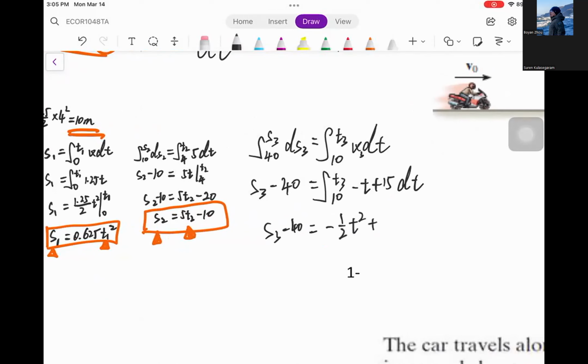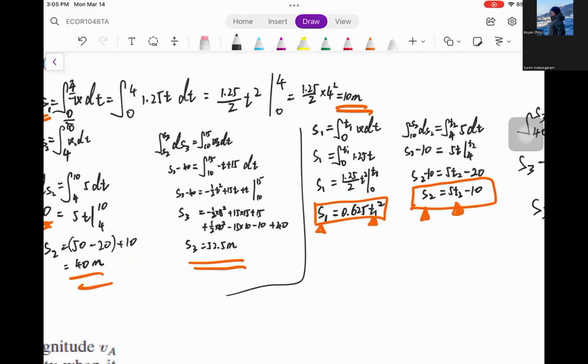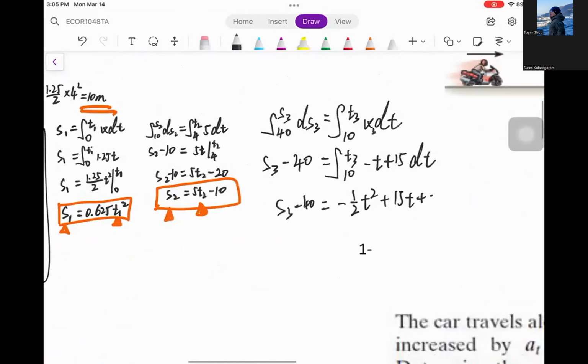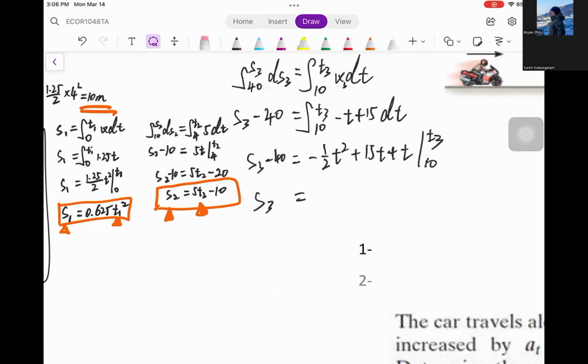Half t squared plus 15t plus... what did I put on here? Plus t. Evaluating from 10 to t3. So just put in t3 and 10 into the equation. I don't have enough space here, so I'll just put down the final answer.